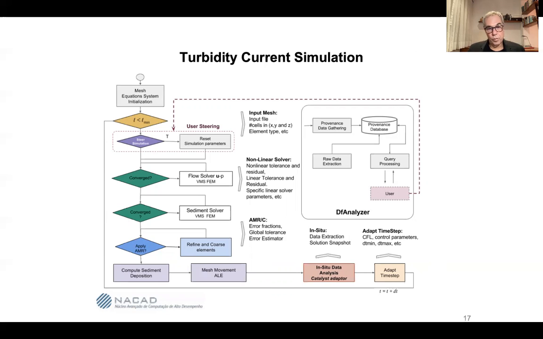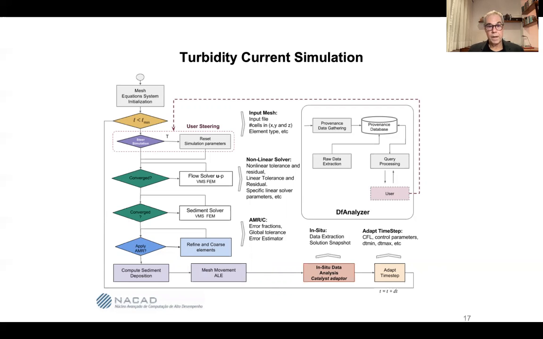Then we solve for the flow using the variational multiscale method. It has convergence. We proceed to the sediment solver, which is also VMS. If it is adaptive mesh refinement, we apply the AMR algorithm for refinement and coarsening. We compute the sediment deposition, and then we compute the mesh movements.